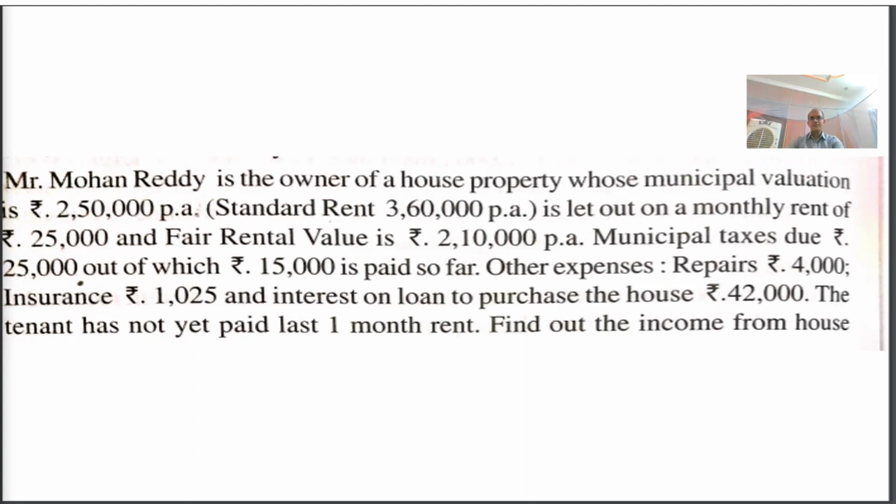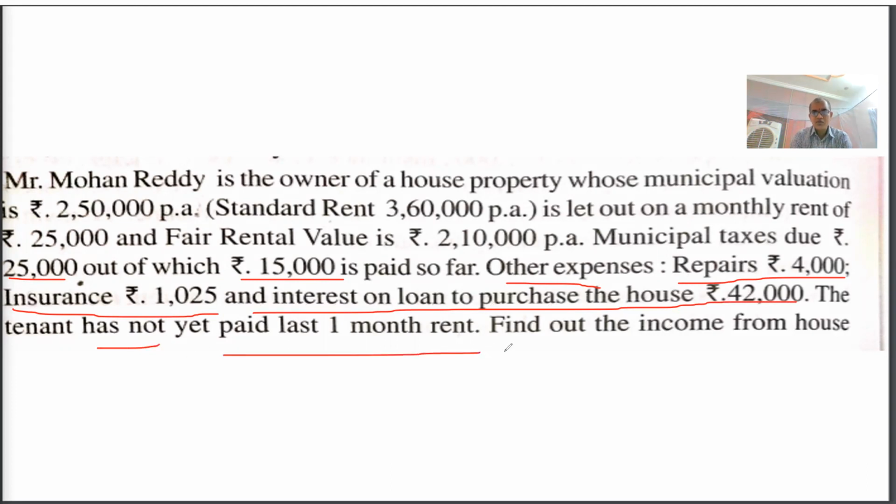2,10,000 rupees per annum. Municipal taxes are due 25,000 rupees, out of which 15,000 rupees is paid so far. Means till now they paid 15,000. But actually how much does he have to pay? 25,000 he has to pay. But he paid 15,000 only now. Other expenses: repairs 4,000, insurance 1,025, and interest on loan to purchase the house 42,000. The tenant has not yet paid the last 1 month rent. Find out the income from house property.